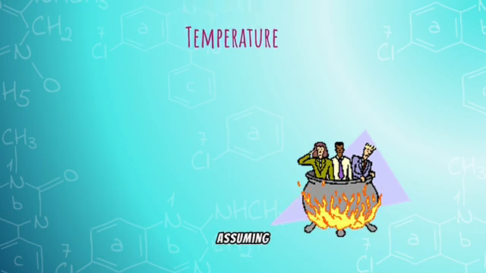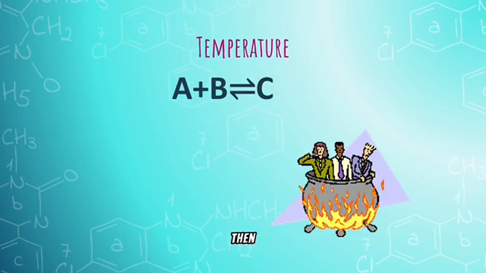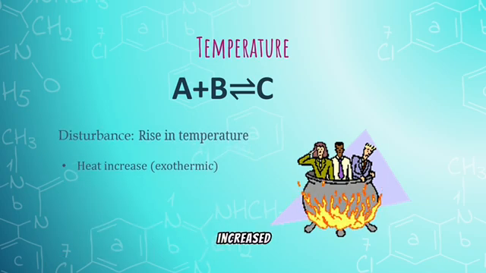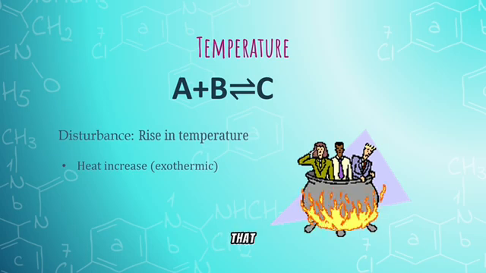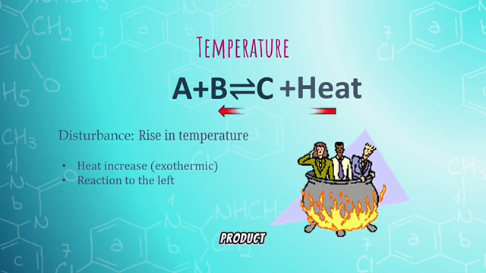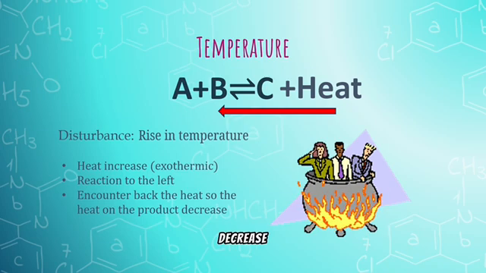Then, we assume A plus B is the reactant and C is the product. Then we put in the disturbance, which is a rise in temperature. When the temperature is increased, the heat is also increased, and that is an exothermic reaction. In an exothermic reaction, we can think of heat energy as the product. The reaction will move to the left to counter the heat, so the heat in the product will decrease until this reaction achieves equilibrium temperature.